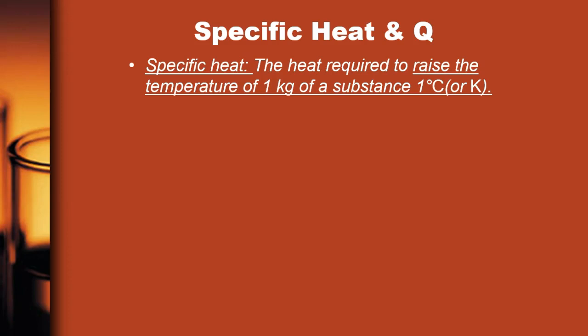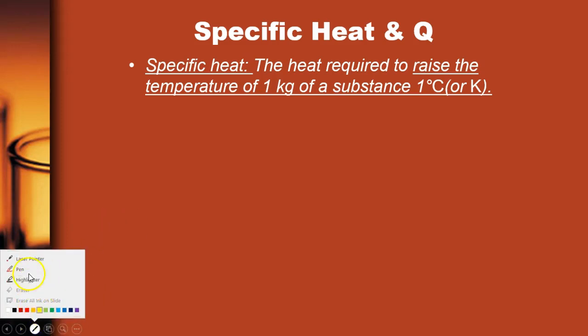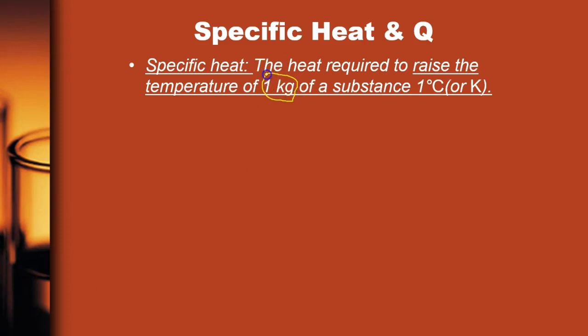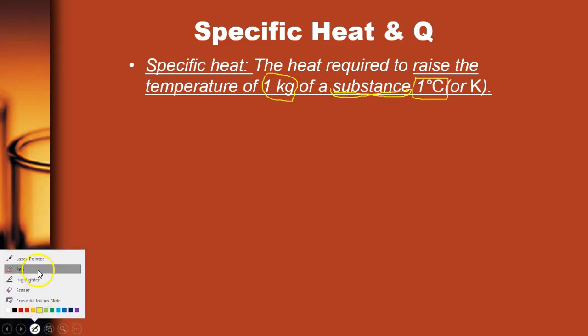So it's called specific heat because, number one, we're talking about a very specific set of circumstances. We are talking about 1 kilogram of a substance, any substance, water, gold, aluminum, whatever it is, and I want to raise its temperature by 1 degree specifically. That's a specific set of circumstances, and it's also called specific heat because it's specific to each individual substance.